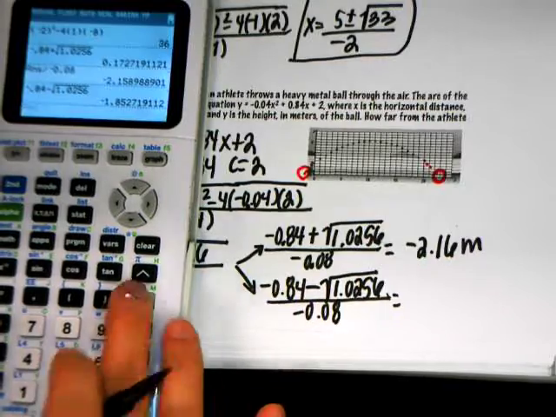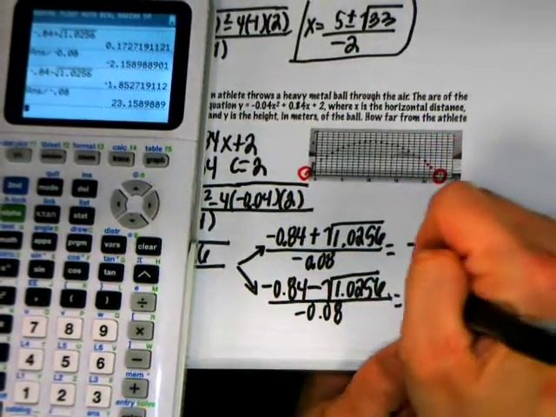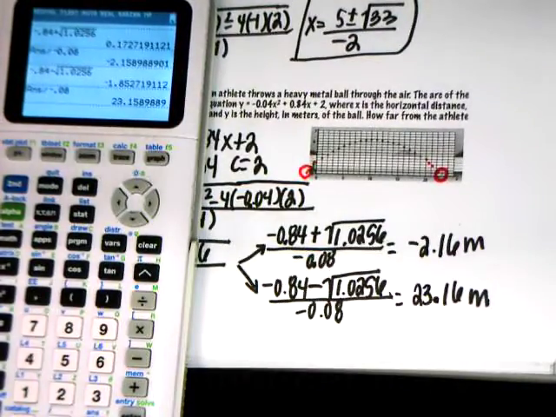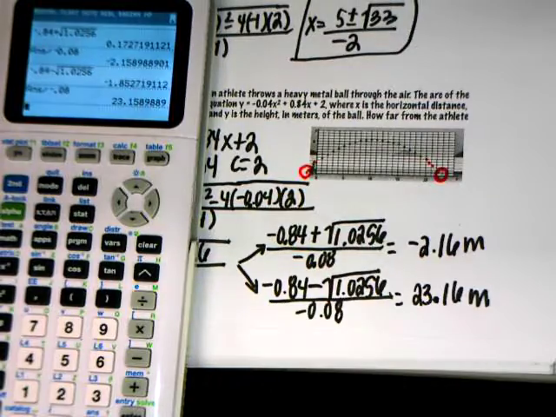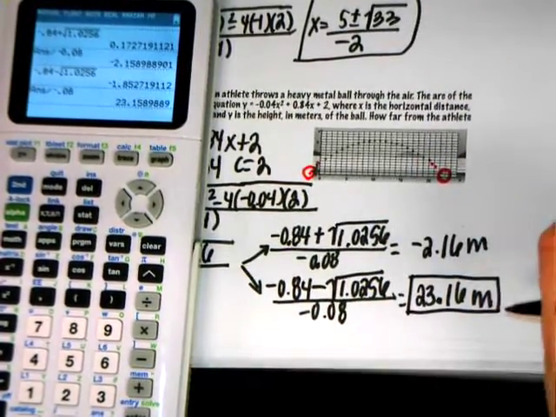Okay, and then divide that by... and you get 23.16 meters. So both of these mathematically would be where that specific parabola crosses the x-axis, but which one of these is the only one that makes sense to answer the question? How far away the ball is going to land from the person? Yeah, the bottom one. So we're going to use that answer.